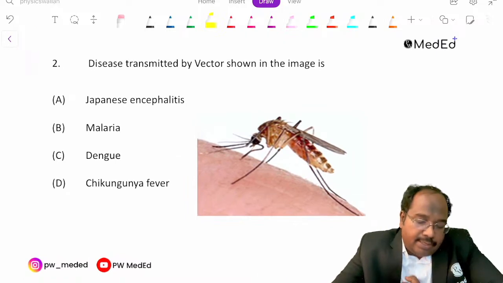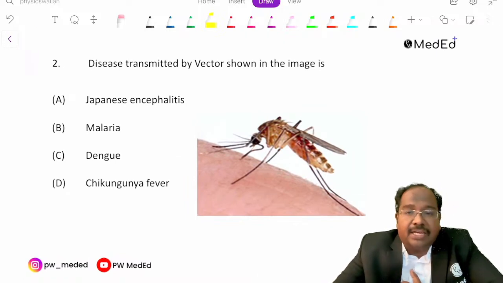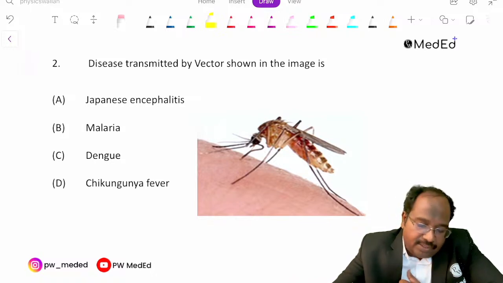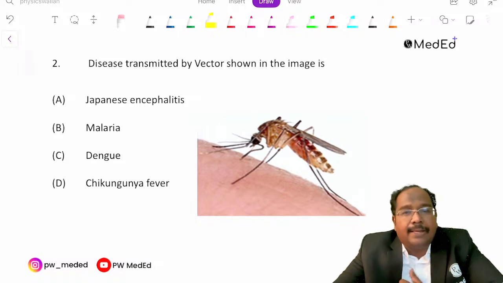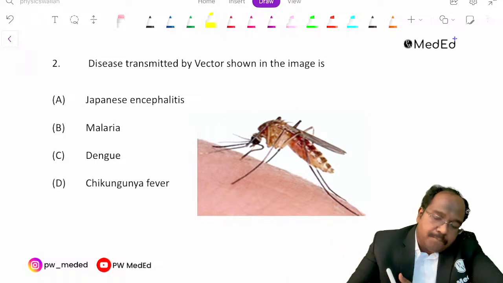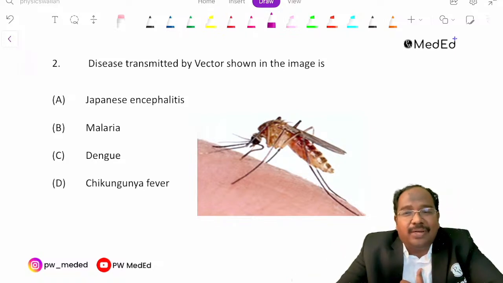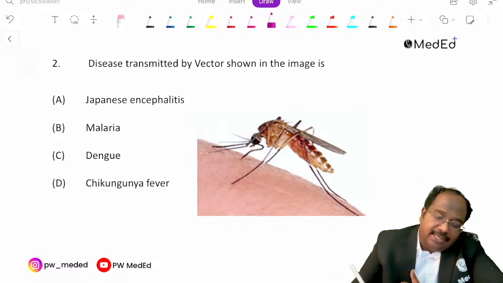Disease transmitted by the vector shown in the image. You get 1 or 2 entomology questions in your exams, image based questions. Recently we are seeing mosquitoes being asked. So what is the answer for this? What is this mosquito?